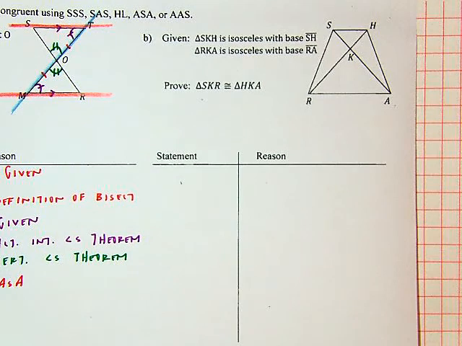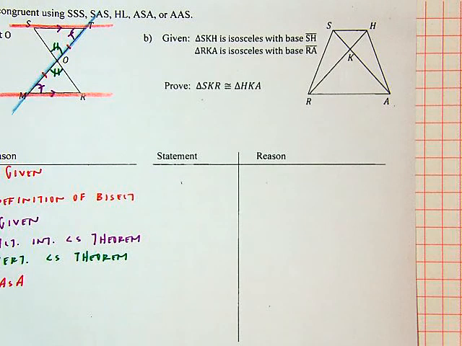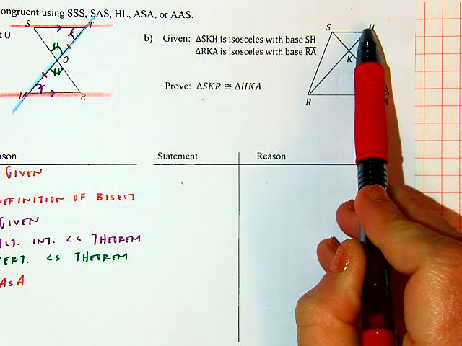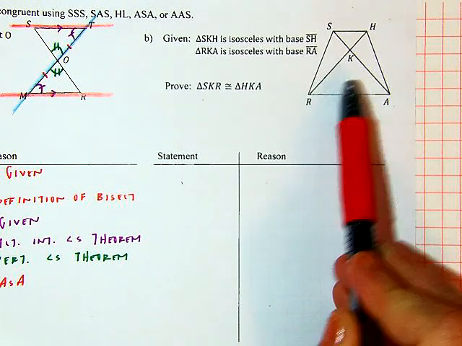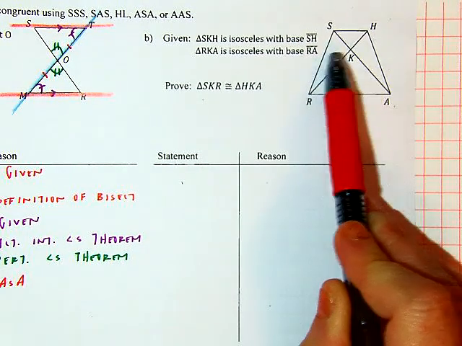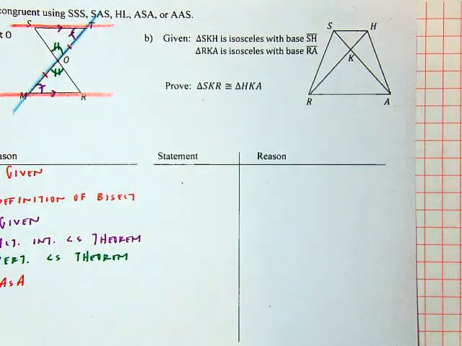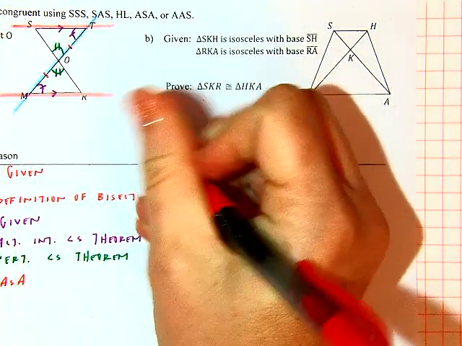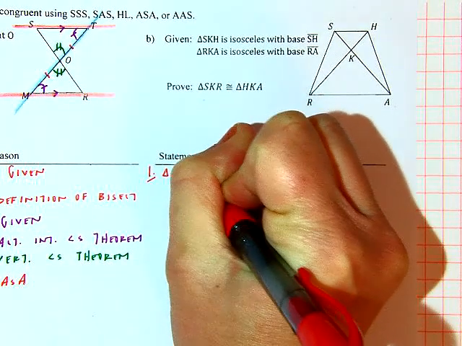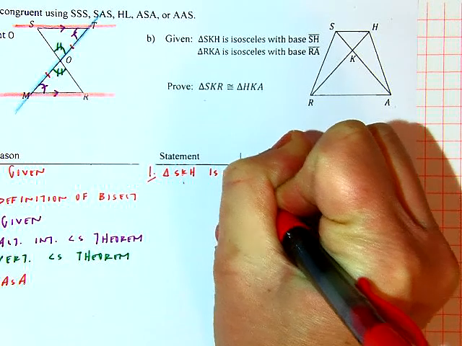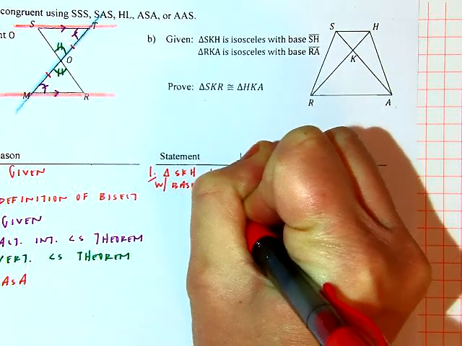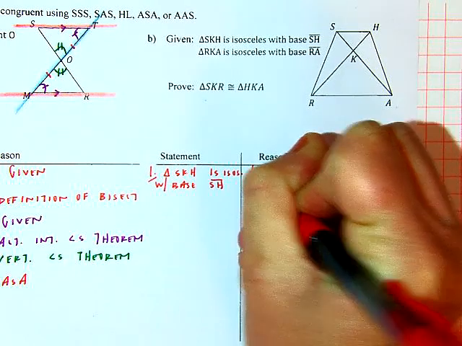All right, so in my picture, I'm telling you that this triangle is isosceles. This is the base. This triangle is isosceles. This is the base. And we're trying to show that these two triangles here are congruent. Okay, so let's build off that first given. So triangle SKH is isosceles with base SH. Given.